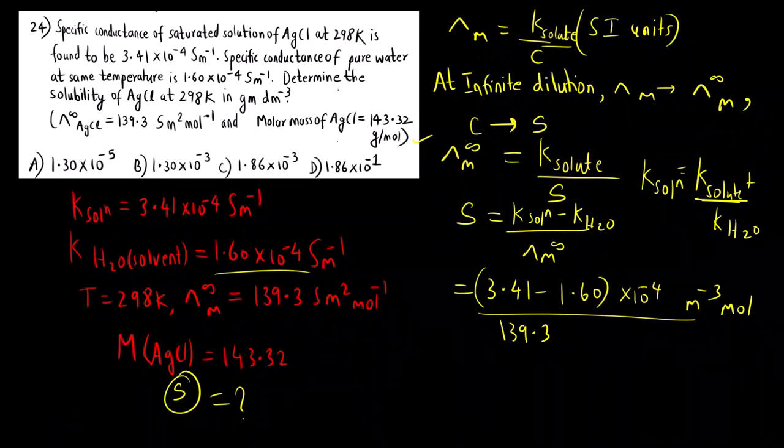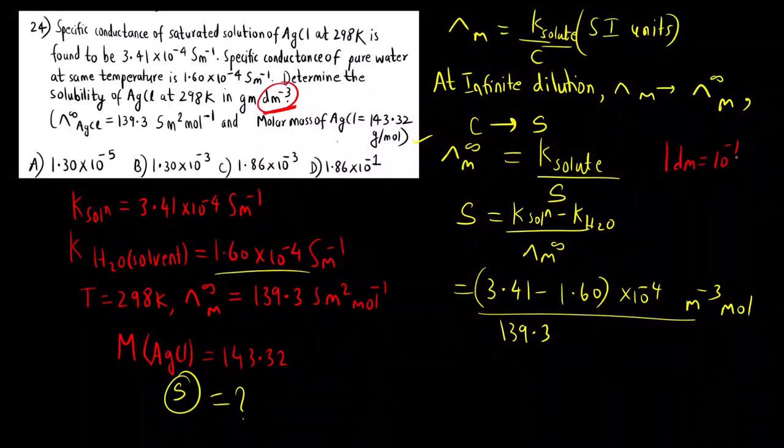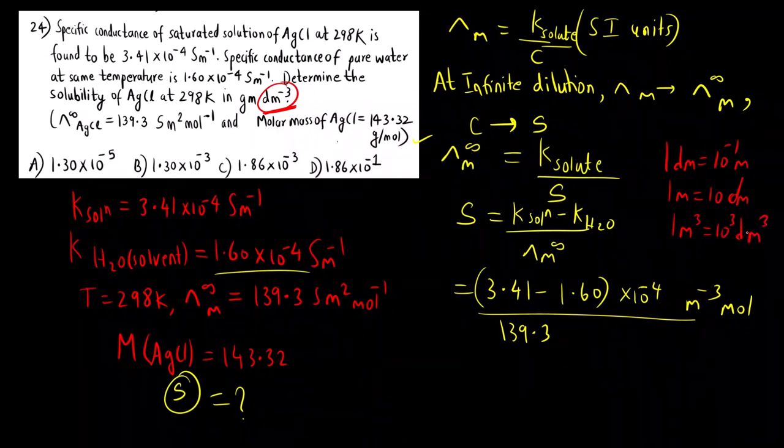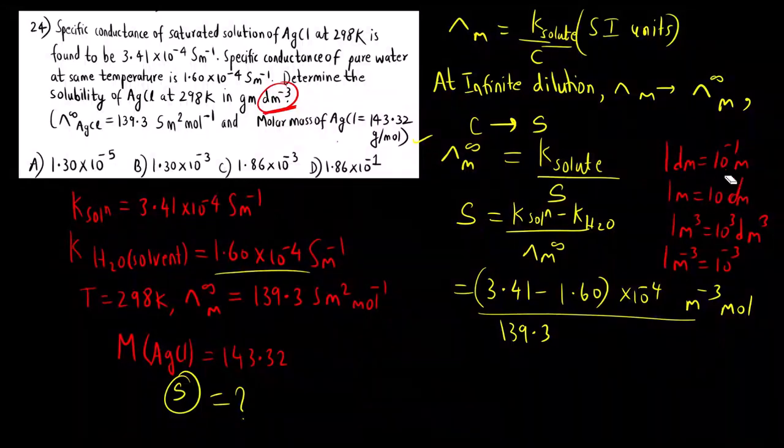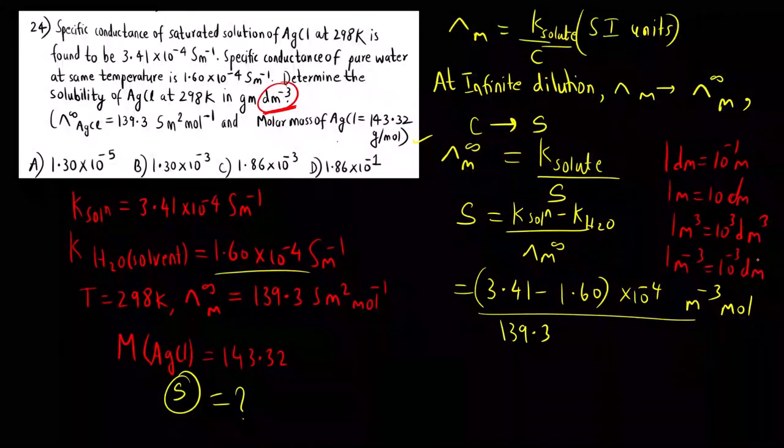In the question, if you see, it is decimeter cube. So let us first convert meter raised to minus 3 into decimeter raised to minus 3. 1 decimeter is 10 raised to minus 1 meter. So 1 meter is 10 decimeter. 1 meter cube is going to be cube, so 10 raised to 3 decimeter cube. 1 meter raised to minus 3 will be 10 raised to minus 3. Okay, what have I done? 1 meter is 10 decimeter. 1 meter cube is 10 raised to 3 decimeter cube. So 1 meter raised to minus 3 will be 10 raised to minus 3 decimeter raised to minus 3.